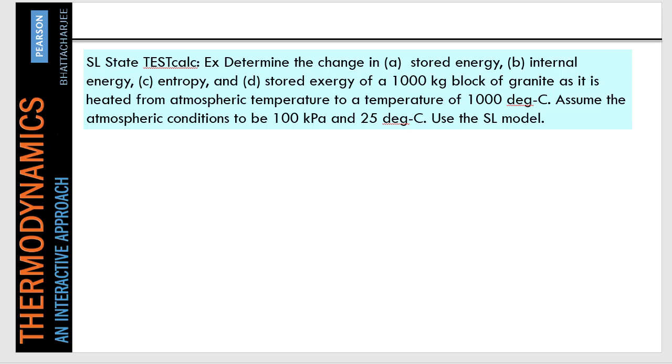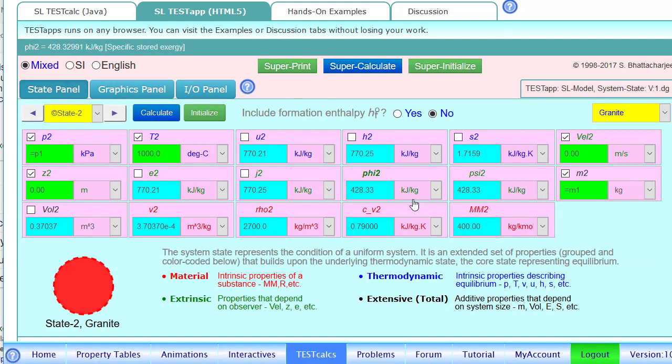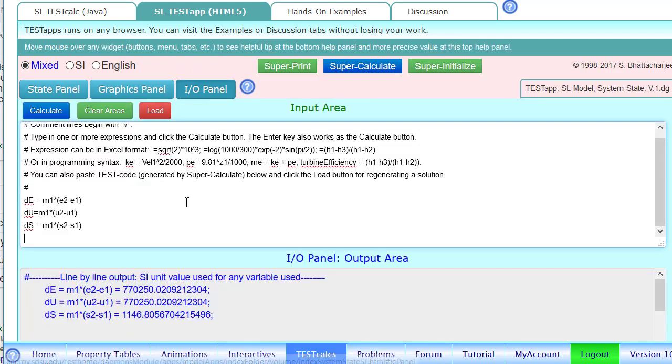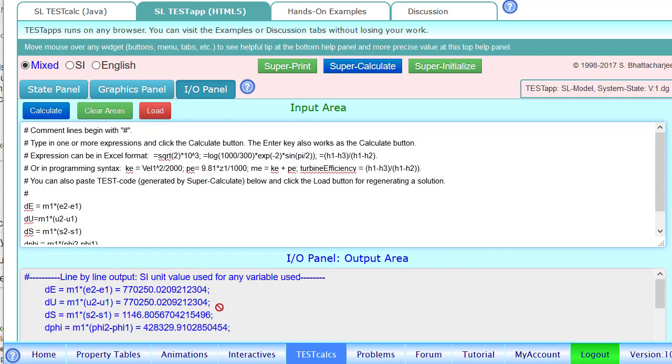And now the last problem is asking for the change in stored exergy, which is kind of like the recoverable energy after this process happens. So it's going to be lower than the stored energy. That is given in the state panel as Phi2, which is in kilojoules per kilogram. Again, to get it into kilojoules, we're going to do d Phi gets M1 times Phi2 minus Phi1, and then calculate, and we get d Phi equals 428,329.9 kilojoules.